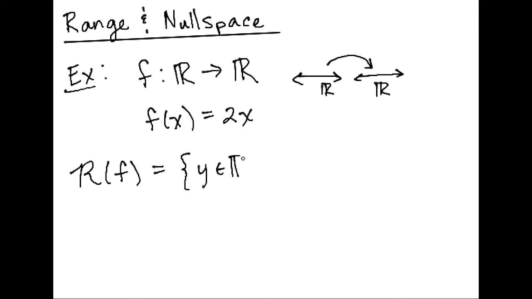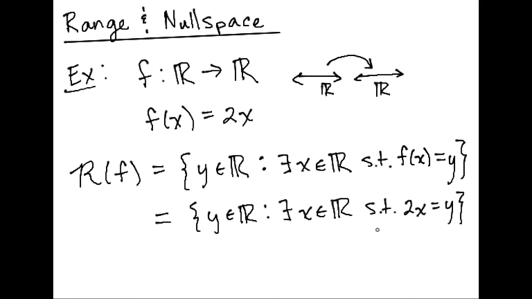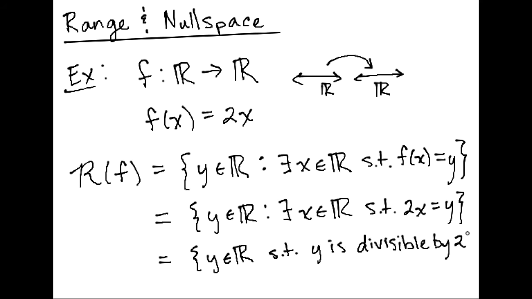Well, by definition, it's the set of all y in R such that there exists an x in R such that f of x is equal to y. But this is just the set of all y in R that have an x in R such that 2 times x is equal to y. Or we can just say that this is the set of all y in R such that y is divisible by 2. But all real numbers are divisible by 2. So that means the range of f is R. Hence we see for this particular linear operator, the range is the entire codomain.